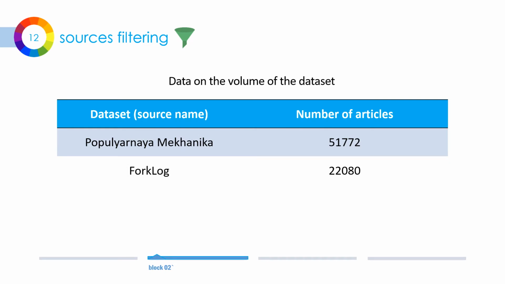So after processing and downloading pages from the portals, it was already possible to accurately form the representations by the number of articles in the dataset. Here you can see the final dataset.